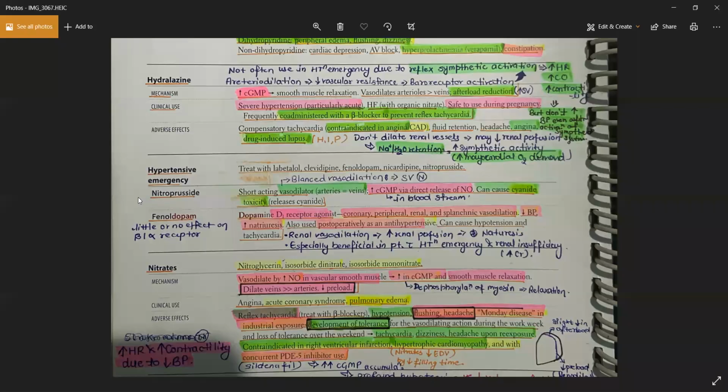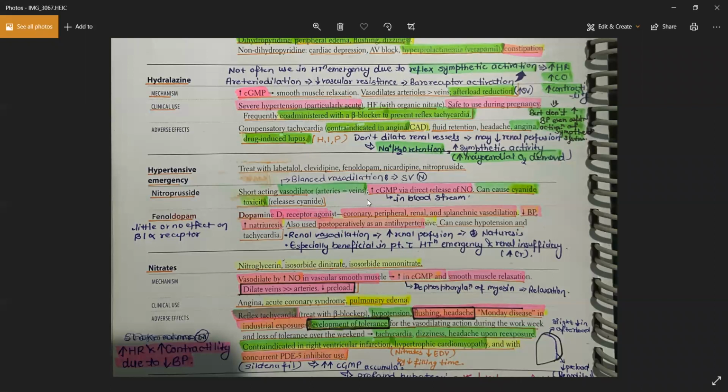Now, nitroprusside causes a balanced vasodilation. It causes vasodilation of the arteries as well as the veins, so both the preload and the afterload are decreased. Because preload and afterload are both decreasing, what's going to happen to my sympathetic stimulation? It would be increased, and as a result the cardiac output will be increased. Heart rate would be increased, just like hydralazine.